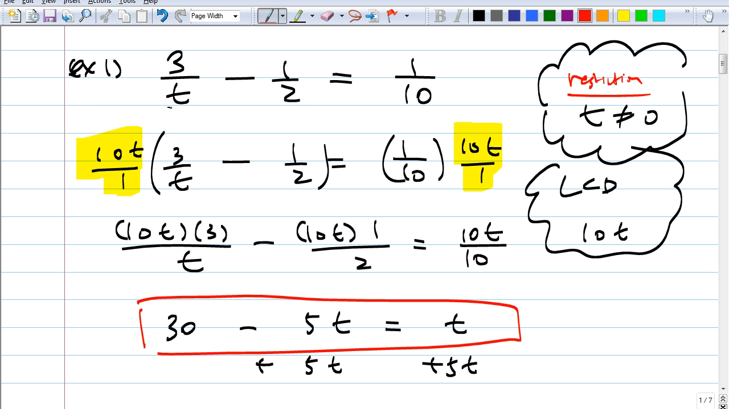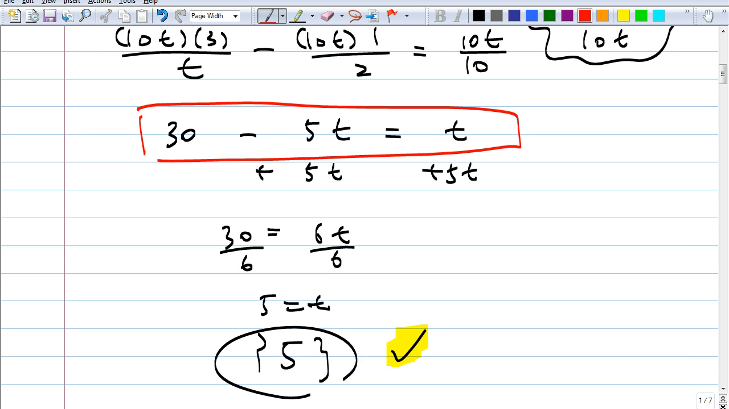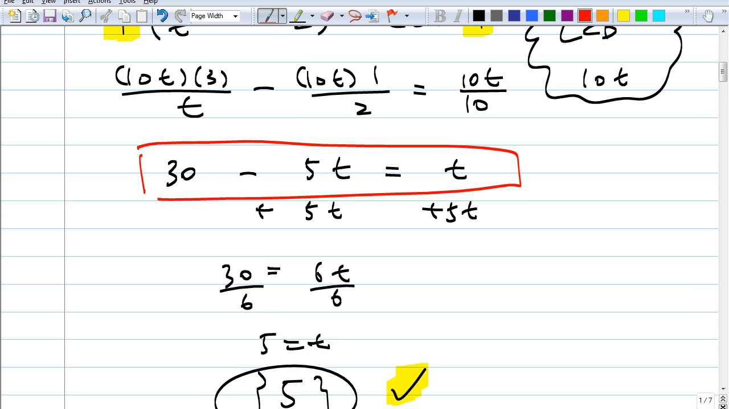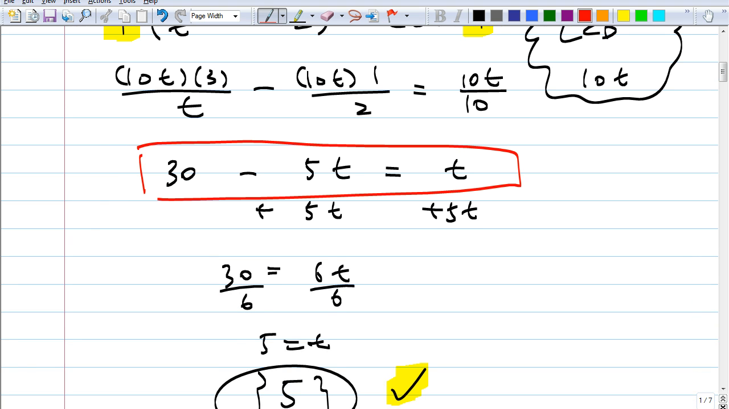So why do we have to be mindful of this restriction? Because sometimes, at the end, guess what? What if you solve this whole thing and t equals 0? Can you use that as your solution? No. Why not? Because that was your restriction. Does that make sense? So it does happen that your answer comes out to be one of your restrictions.